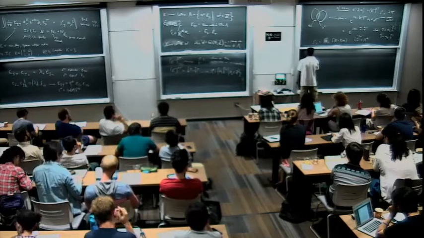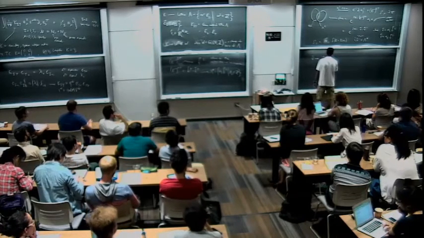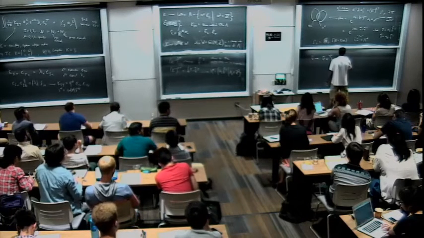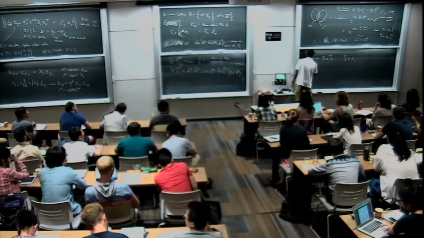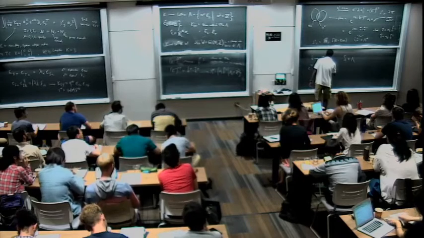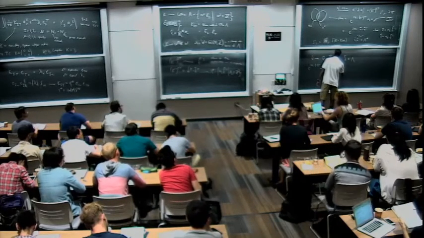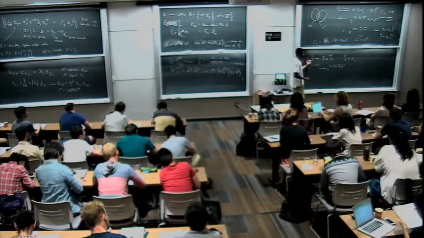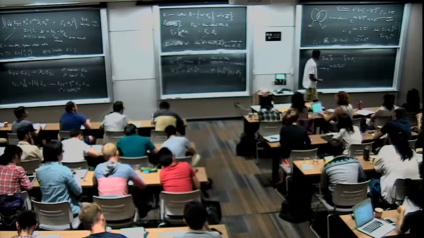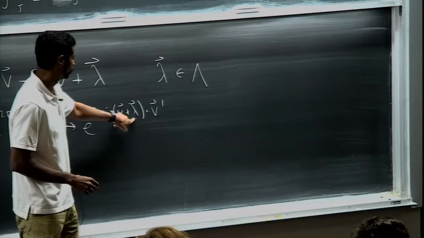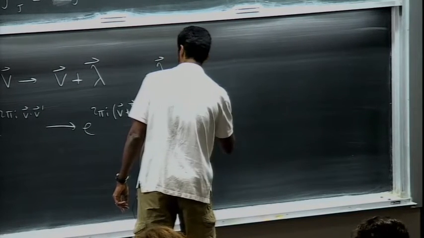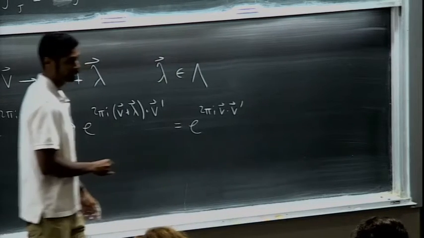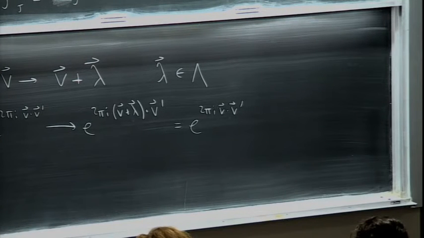Now, notice that if we were to take V, and replace V by itself plus any vector lambda that lives in the original lattice, then this expression, so let's say we replace V by another vector that's been shifted by some element of the lattice. Well, lambda dot V prime has to be an integer, because that's the definition of the dual lattice. Any vector in the lattice, inner product with a vector in the dual lattice, has to be an integer. So this is in fact equal to this.